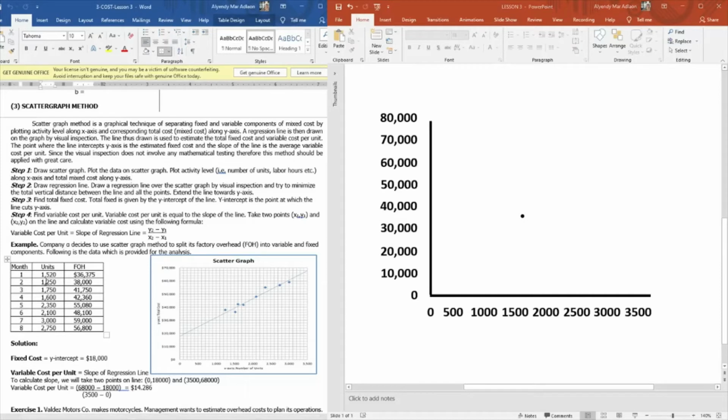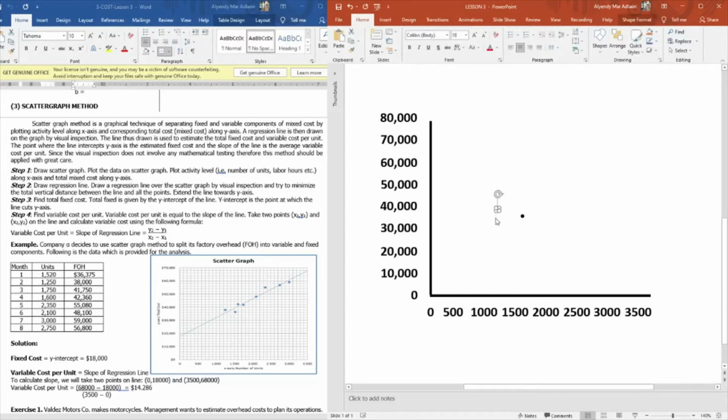How about for month number 2? For month 2, we have 1,250 and 38,000. So 1,250 is maybe in the middle of 1,000 and 1,500, right? Since its y-axis is 38,000, it does not reach 40,000, so we just move it here. It does not reach 40,000, but it is higher than month 1, since month 1 is only 36,375.